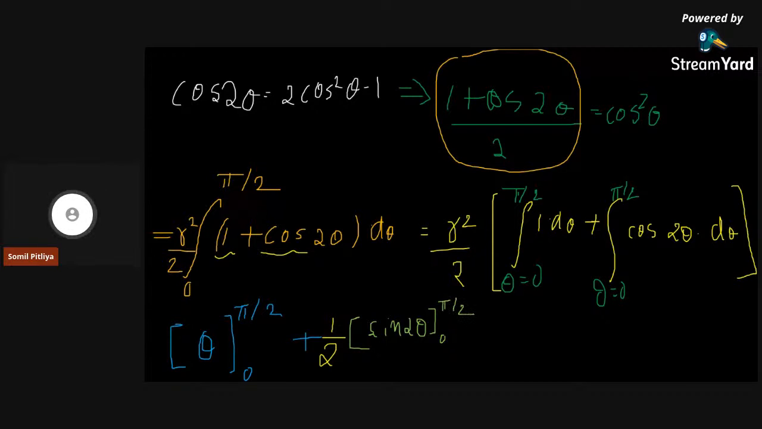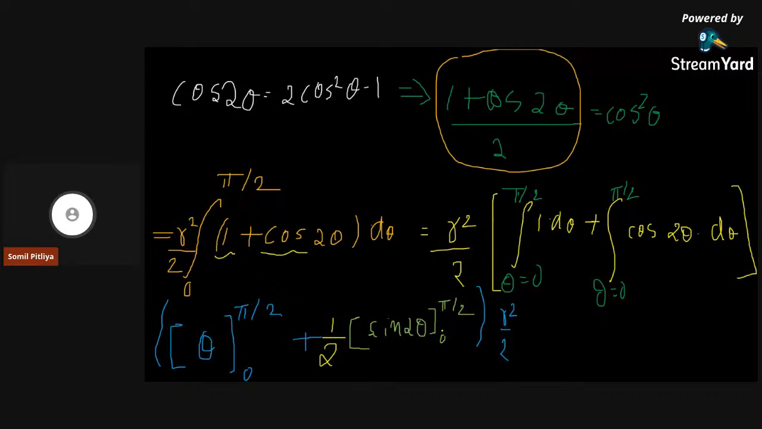Now this whole thing is not alone; it is being multiplied by r square by 2. Don't forget this. Now just evaluate it. For theta, put pi by 2 minus 0, which is pi by 2. Plus half sin 2 theta, so it will be half of sin 2 times pi by 2, which is sin pi, which is 0, minus sin 2 times 0, which is sin 0, which is 0. So this equals 0.